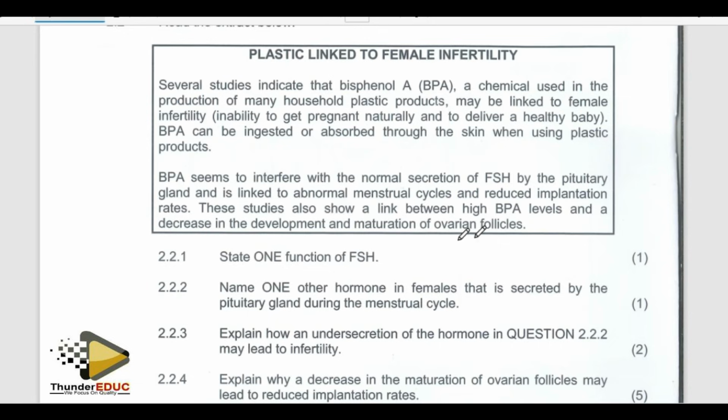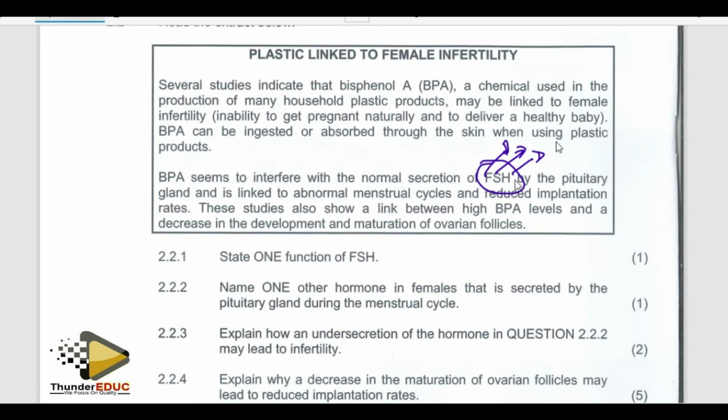State one function of FSH. They talked about FSH here. State one function. What is FSH? You won't know the function of FSH if you don't know what FSH is. We call it follicle stimulating hormone, a hormone which stimulates the development of the Graafian follicle. Simple.